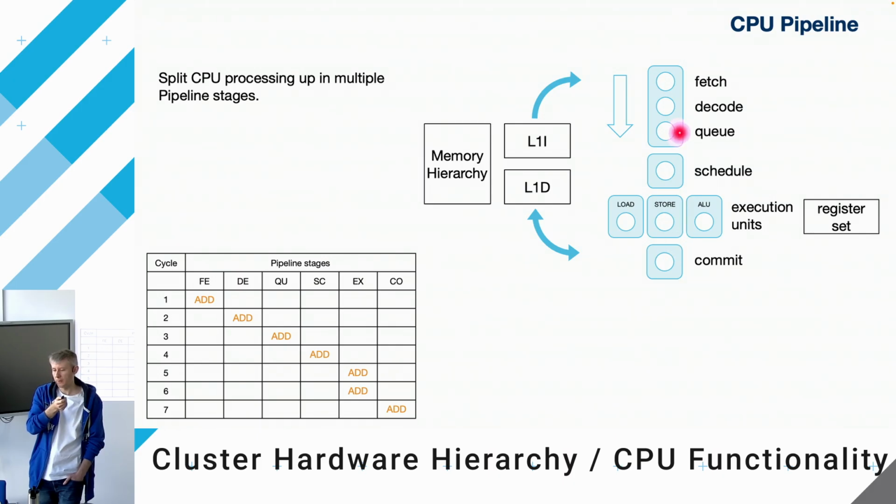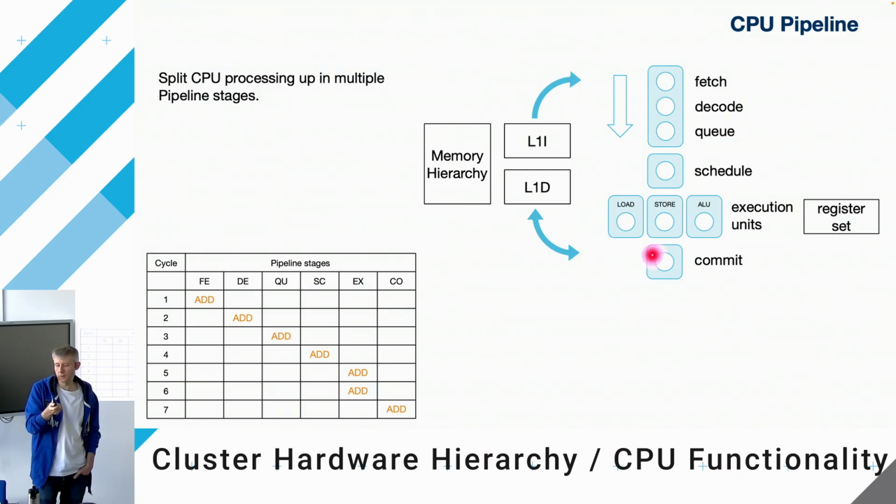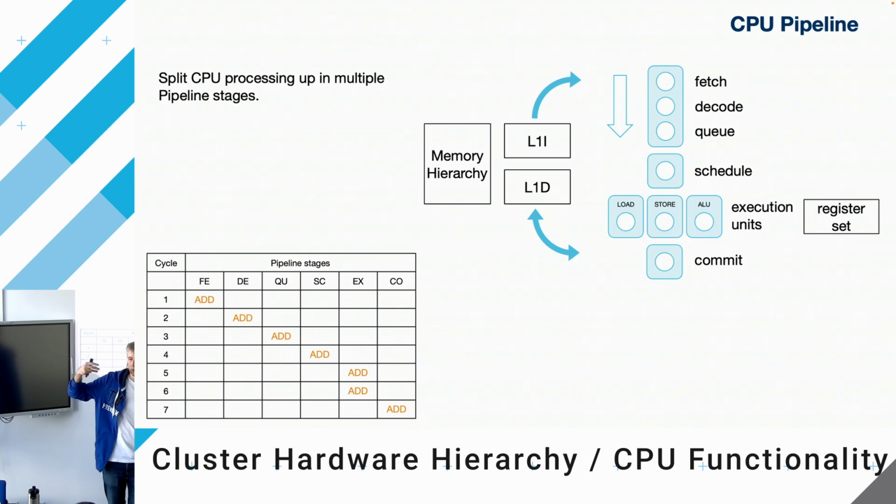And we have here our fetch and decode steps. We have a queue of instructions, and then a little schedule step here. So this is a little bit more complicated in this case, because in this diagram we have multiple execution units, so for the load, store, and the arithmetic unit. And then we have our commit step. We have a register set, and then we have here the access to the memory hierarchy with the caches. So this is our CPU pipeline, and we're going to take a look at how modern processors work to increase the performance of the CPU pipeline.